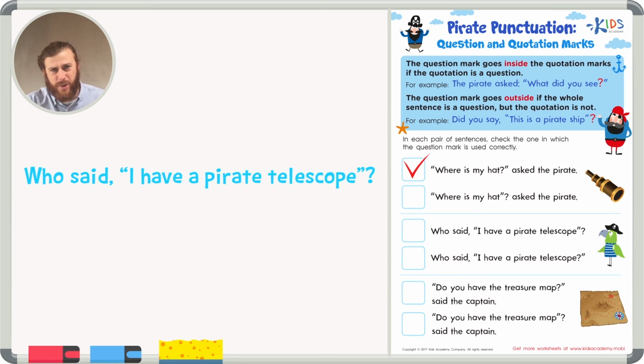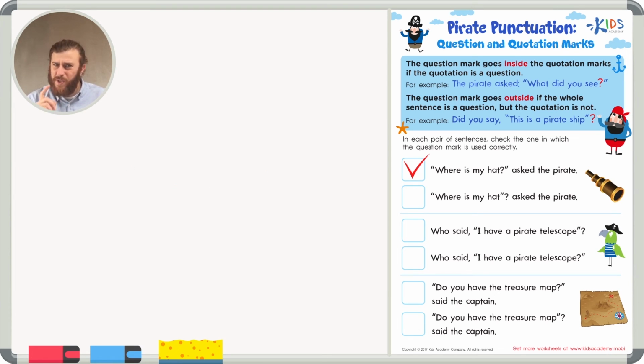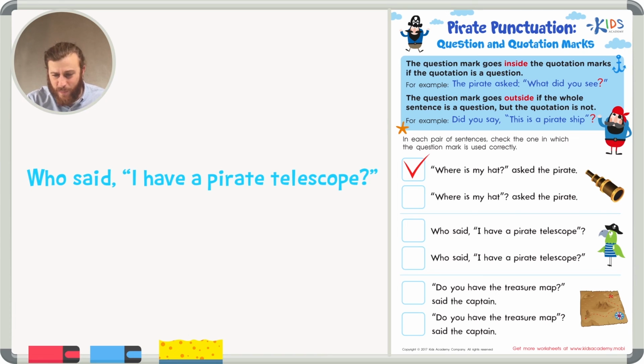Let's take a look at the second answer choice and just make sure. Who said, "I have a pirate telescope?" In this answer choice, the question mark is incorrectly inside the quotation marks. This entire sentence is a question, meaning the question mark needs to go outside of the quotation marks, just like in our first answer choice.